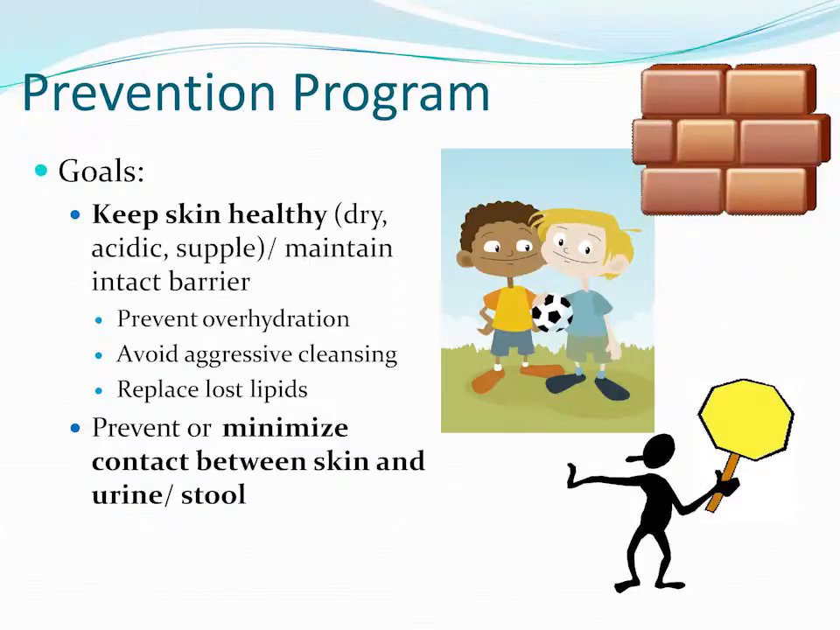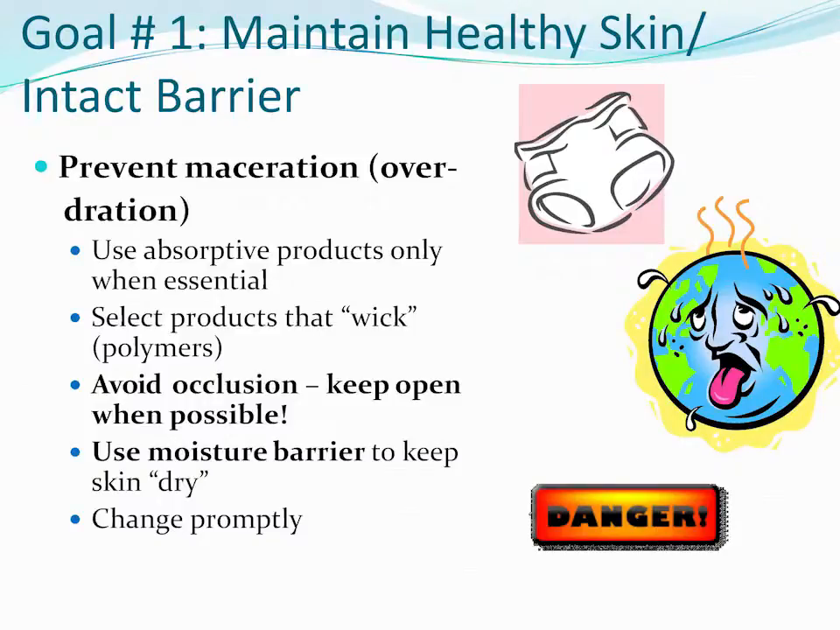To translate that, how do I keep the skin healthy? I prevent overhydration, I avoid aggressive cleansing, and I routinely replace moisturizers, the lipids in the skin, the oils that fill the gaps. The second thing I want to do is minimize contact with the threat. The threat is urine and stool, and especially stool. So I want to minimize contact between the skin and the urine, between the skin and the stool. Maceration, remember, overhydration is the setup, guys. So if I can prevent overhydration and keep the skin healthy, I significantly reduce this individual's risk.